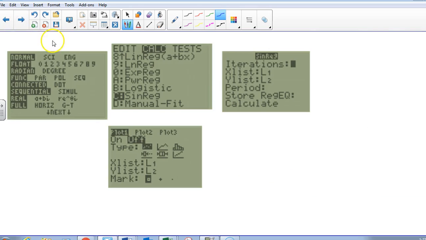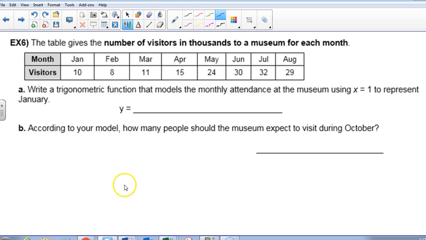All right, let's try this. We all okay? Those are the screens you should have used along the way. Here, one more time. This one doesn't give us a full 12 months. They're going to ask us to predict a value for October, which will be month 10. So we only want to put in list 1 the numbers 1 through what? August is 8, right? 1 through 8. And then Y2 will be the visitors. Please notice the label. What is our Y value? Visitors in thousands. So when we go to do part B, we have to remember that.